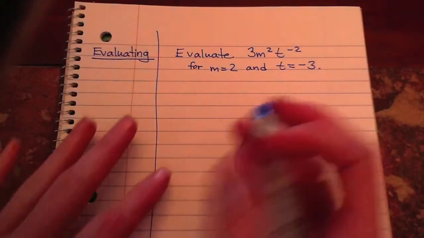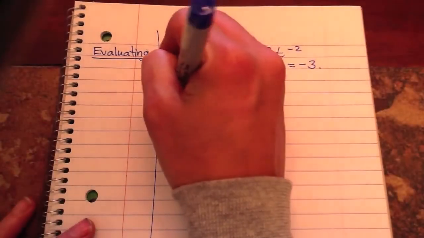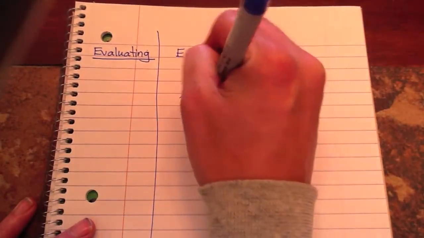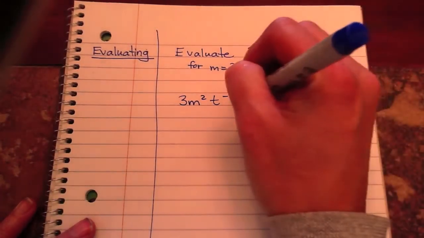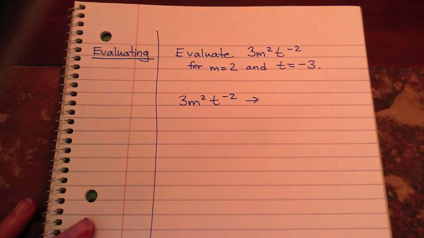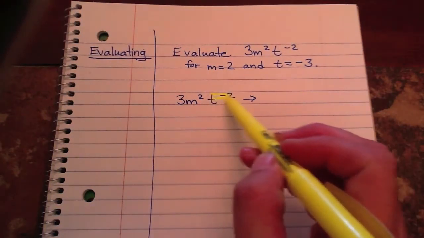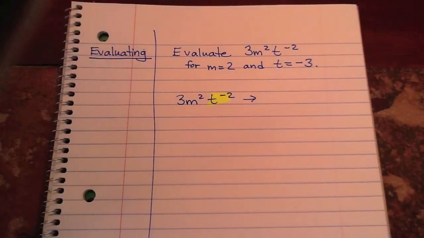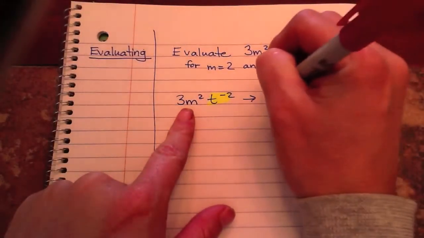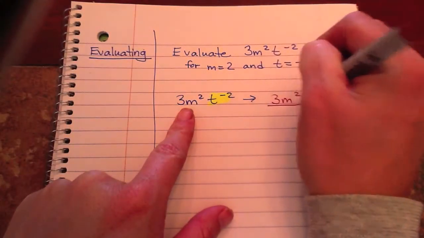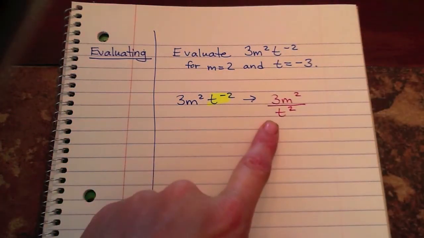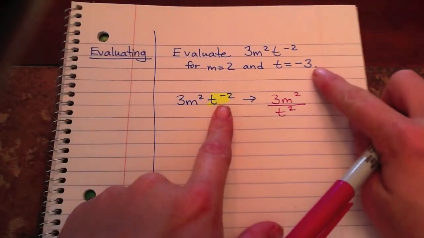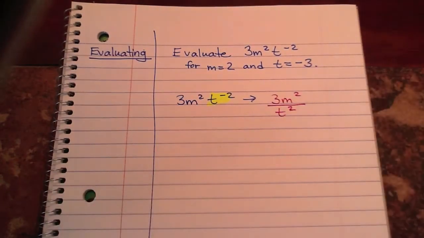So we'll go ahead and write our original expression down, which was 3m squared t to the negative 2. And I'll show you what I mean by simplifying it first. Do exactly what we just did in examples 1 and 2. I see this negative exponent that I want to deal with, so I'm going to go ahead and deal with that. And I end up with 3m squared over t squared. Now I don't have any negative exponents to think about, and I'm not accidentally going to multiply these negatives and get a positive either.